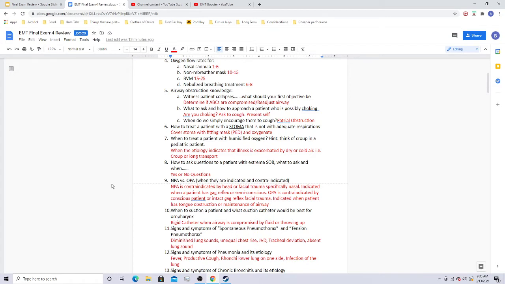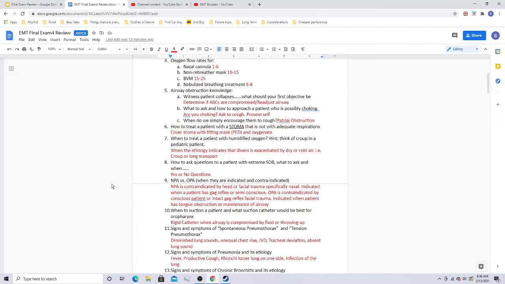When to suction a patient and what suction catheter would be best for the oropharynx. A rigid catheter when the airway is compromised by fluid or throw up. Throw up is also known as emesis, and if the person is throwing up and getting themselves all nastied up by that, you generally want to get them suctioned out so that the airway is patent and they can breathe once more.